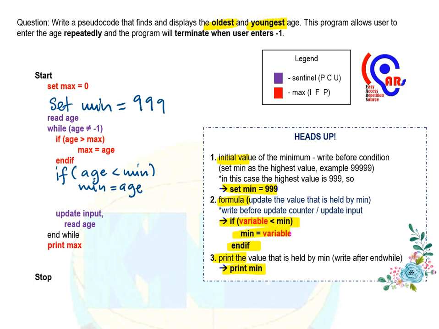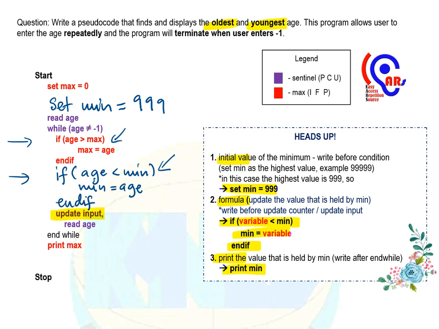The formula is written before the update input. It is up to you whether you want to write the formula for max first or min first. The important thing is, if you want to find maximum value and minimum value, you must use single if. You cannot use if else because you won't get the right answer. I will explain to you about this later. Don't forget to write end if.